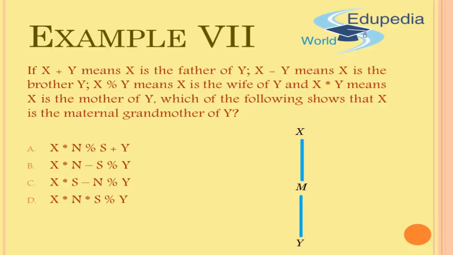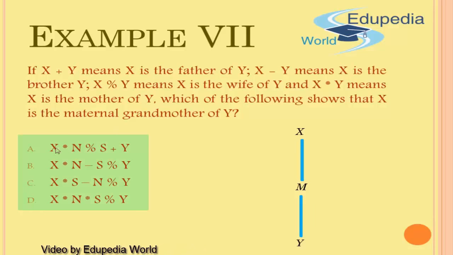So I will plot the desired relationship. I will plot y, I will draw a vertical upwards, and I will plot y's mother. Again I will plot a vertical upwards, and I will plot x, who is y's mother's mother or y's maternal grandmother. So x is maternal grandmother of y. So the generation gap between x and y should be 2 generations. In other words, y has to be 2 generations below x. So first I will check the options which satisfy this condition.